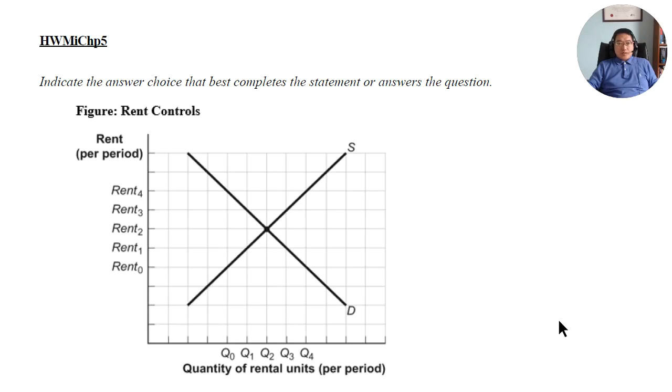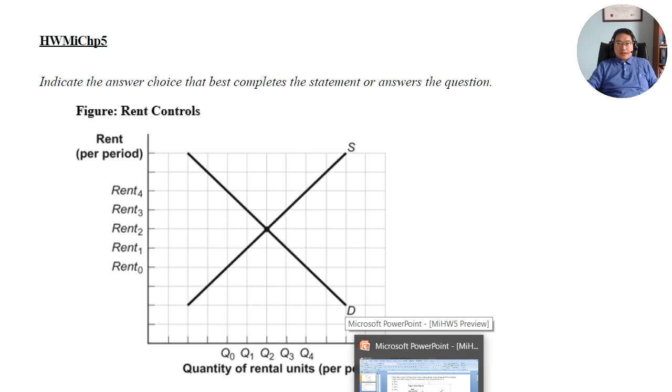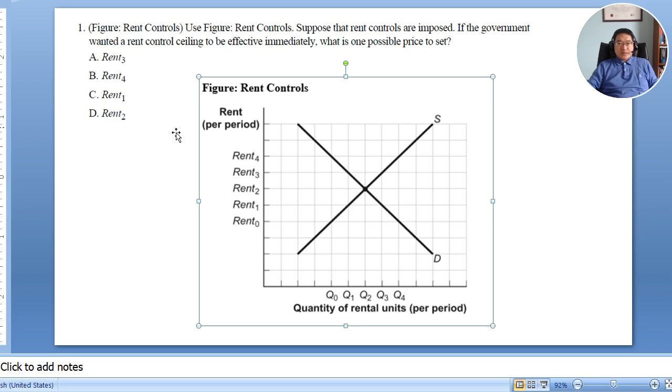Okay, this is homework 5, question 1 to question 5, the first part. Let's look at question 1. Suppose in this figure, rent controls are imposed. If the government wanted a rent control ceiling, it's a price ceiling, to be effective immediately, what is one possible price to set? Now, the basic idea is actually this.